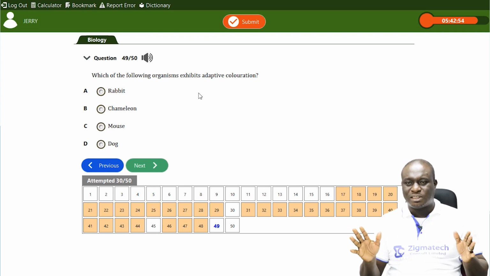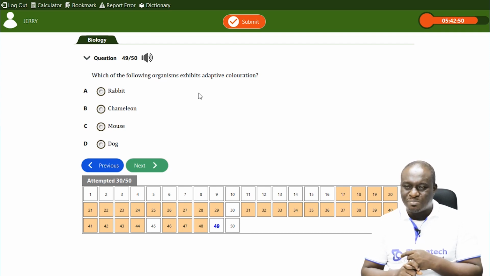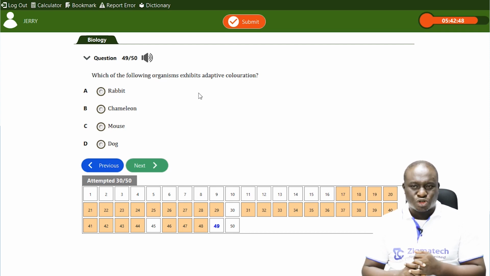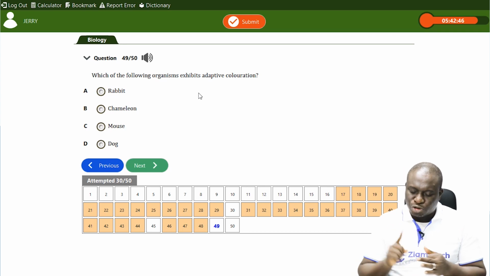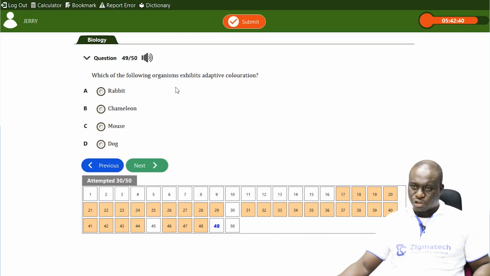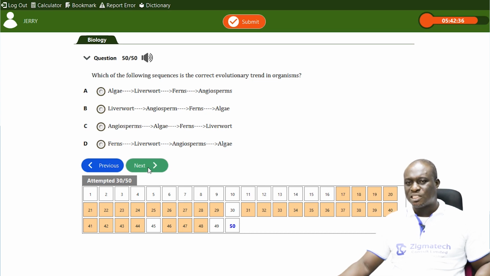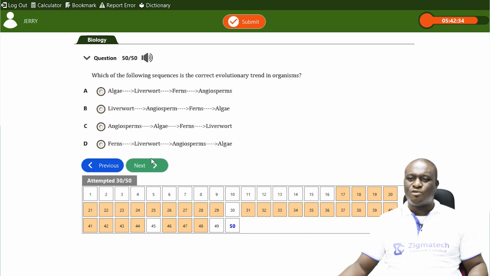These are different types. Now, rabbits don't exhibit adaptive coloration. Mice don't exhibit adaptive coloration. Dogs don't exhibit adaptive coloration, but chameleons exhibit adaptive coloration. Okay? And then finally, the final question: which of the following sequences is the correct evolutionary trend in living organisms?